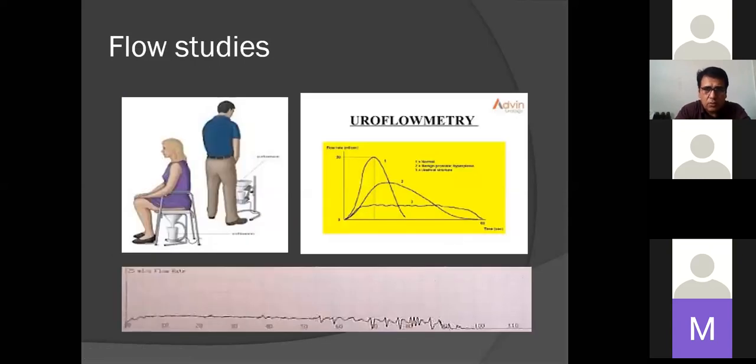Uroflowmetry is the commonest test that we advise. Here you can see a patient peeing in a jar, and you can see the flow of the urine. It increases, goes up to the peak, and then just comes down. It all depends on the urethra. As the lumen expands or dilates, the urine flow increases, and when it squeezes, the flow comes back.